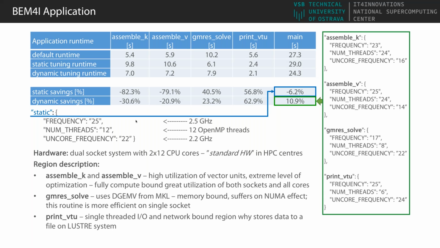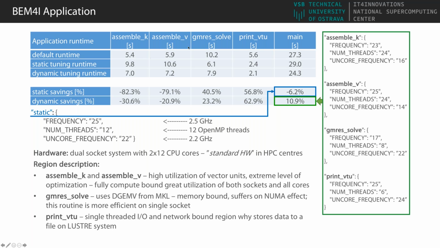And right now I'm just going to show several applications that achieved significant savings, to give you the idea where the savings actually come from. So this is the BEM4i application, a boundary element method which has 4 significant regions. It has the assemble K and assemble V that assemble the matrices. It has a solve, which is an iterative GMRES solver, and then it has a print VTU region that pretty much saves the results to the file.